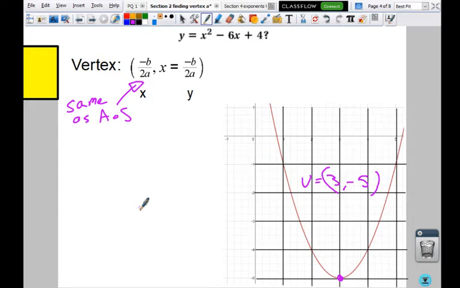The harder part is when you find the y in your vertex. After you find your axis of symmetry, you need to find that y. What you're going to do is take that x number and plug it into your equation. What does that say?